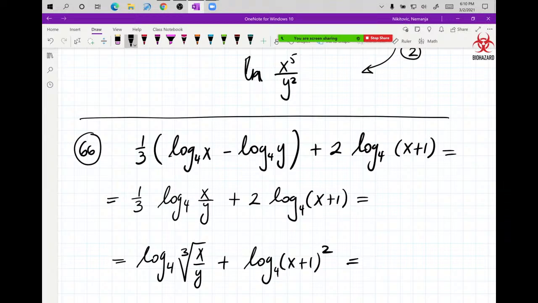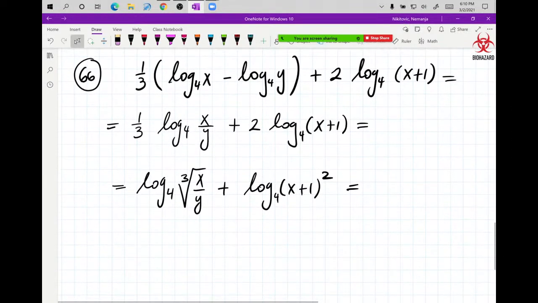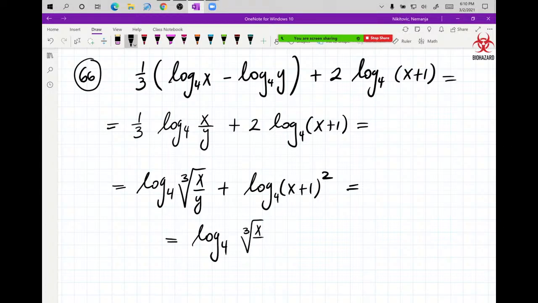All right. So now we have these two, and it's addition. So all I need to do is to combine this into a single log base 4, where I just multiply these two together, and you can write them in any order you want, right? So you can do cube root x over y times x plus 1 squared, and that's it. So we condensed everything into a single log. So that's the skill that we need to have to combine multiple logs into a single log.